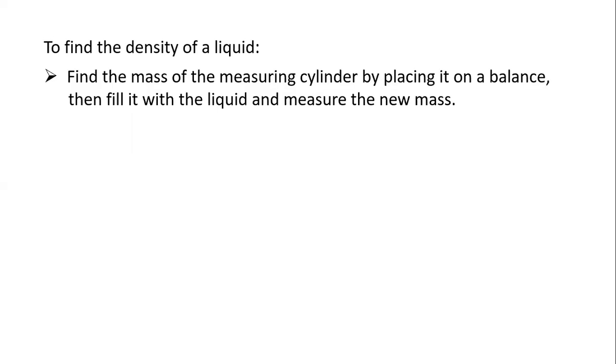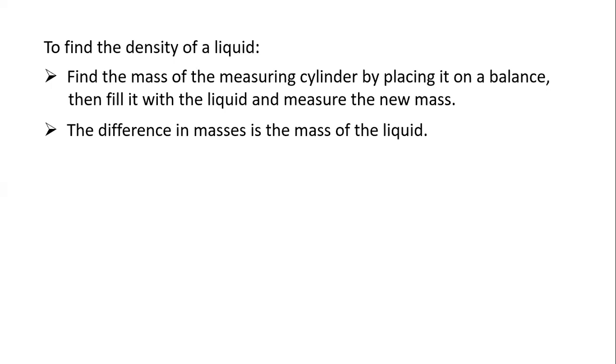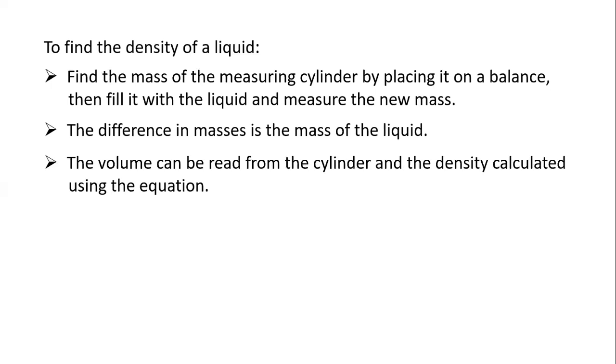To find the density of a liquid, we'll see the steps. Find the mass of the measuring cylinder by placing it on a balance, then fill it with the liquid and measure the new mass. The difference in masses is the mass of the liquid. The volume can be read from the cylinder and the density calculated using the equation.